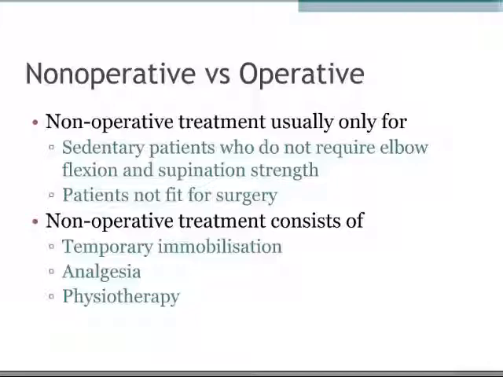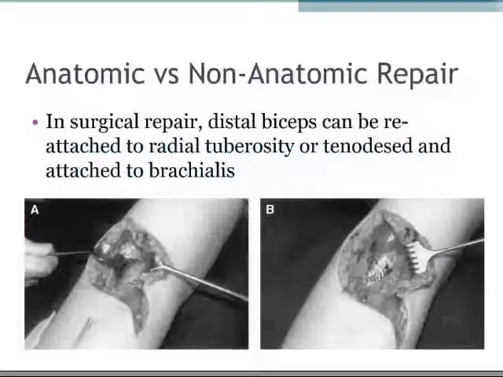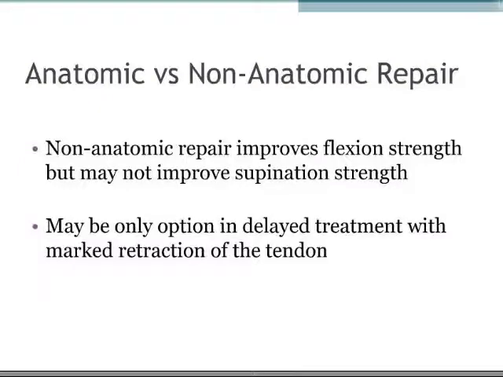There are two methods of repairing, either anatomic or non-anatomic repair. Anatomic repair consists of repairing the distal biceps back to the radial tuberosity directly. Or the biceps tendon can be tenodesed and reattached to the brachialis, which doesn't involve as extensive dissection. The non-anatomic repair can improve the flexion strength, although it's been criticised that it may not improve the supination strength, so there's very little supination gain from that. However, in delayed chronic ruptures, it may be the only option.